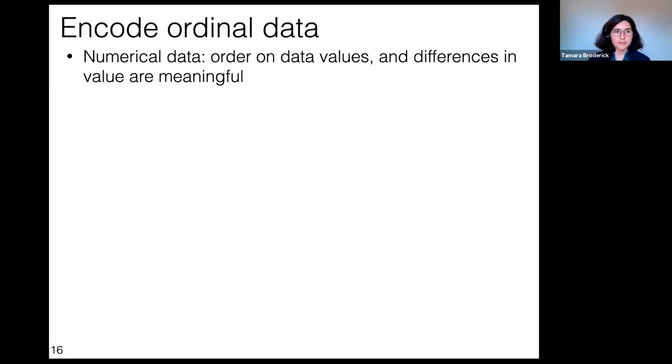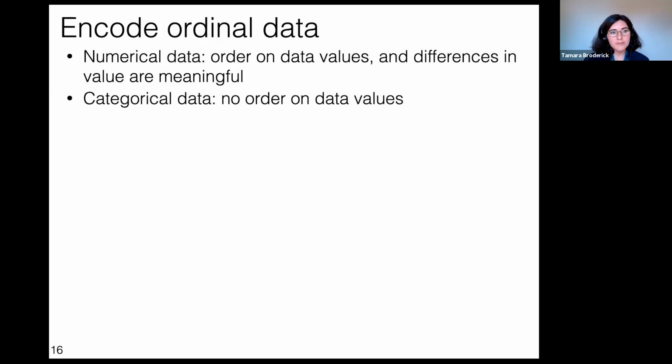Okay, so we've talked about a few different types of data at this point. We've talked about numerical data, where you have an order on your data values and the differences in value are meaningful. This is sort of the default type of data that we've been talking about in this class. It's the data that we assumed X was in to begin with. It's sort of the easiest type of data in some sense. But now we've also talked about categorical data, where there's no ordering on the data values.